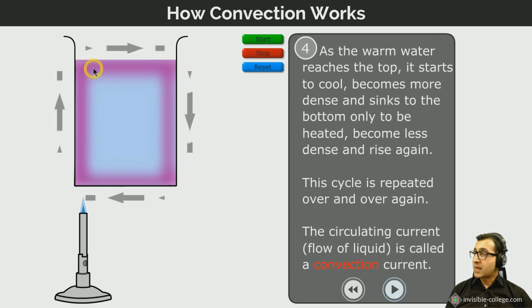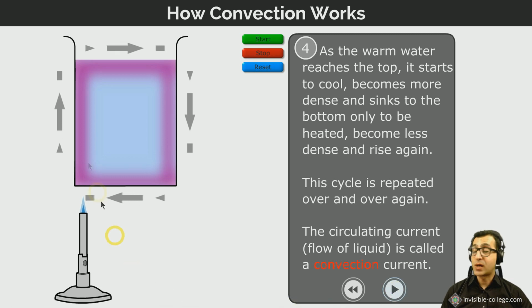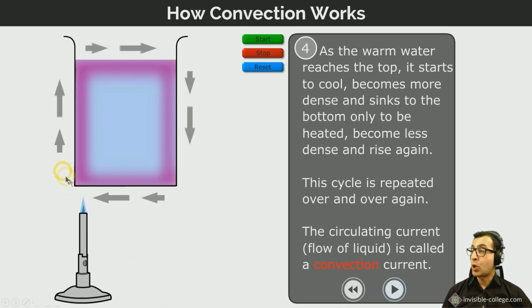So, as the warm water reaches the top, it starts to cool, becomes more dense, sinks to the bottom, only to be heated again and to rise again. So this circulating movement of particles is called a convection current, and the same thing will happen in gases as well. This is a similar principle by which radiators will heat up a whole room.